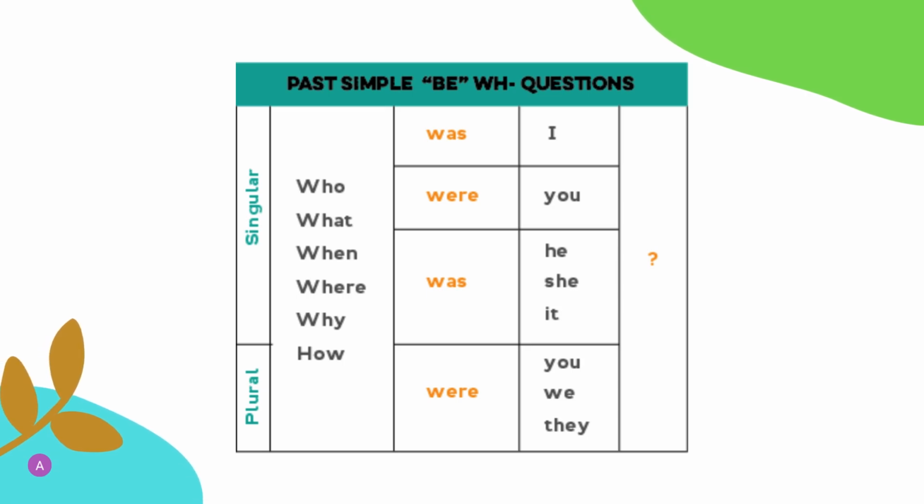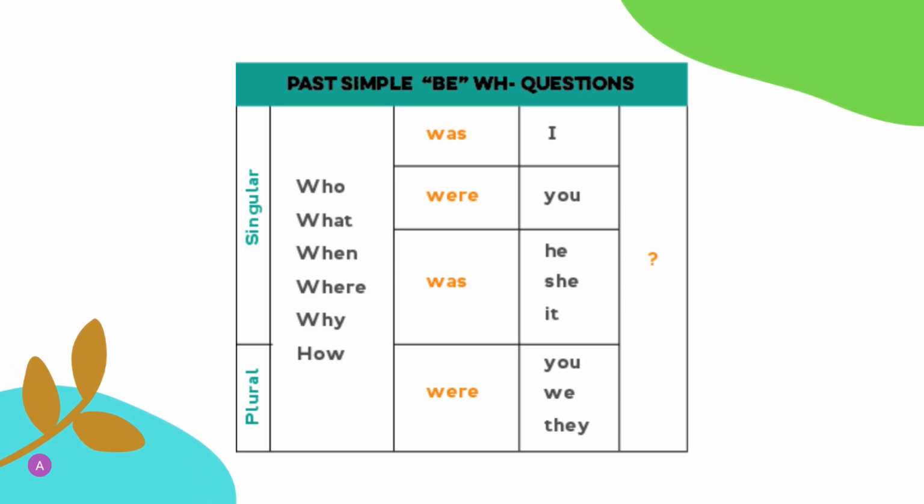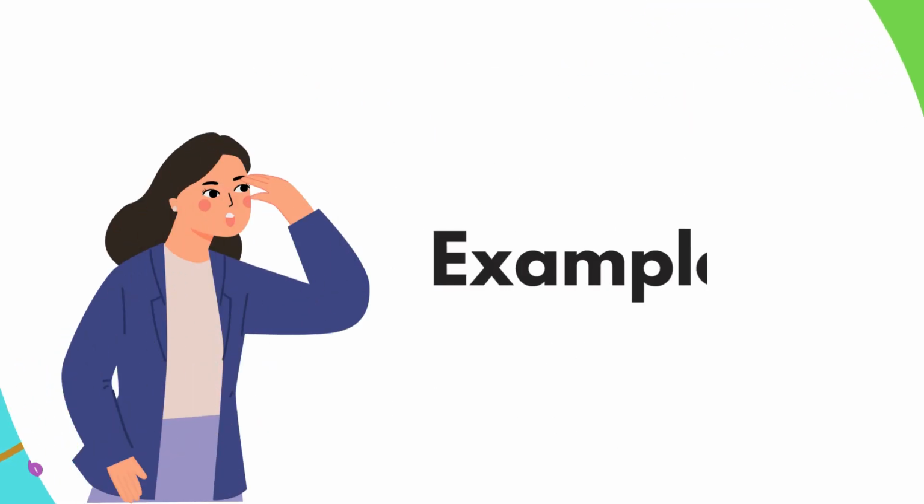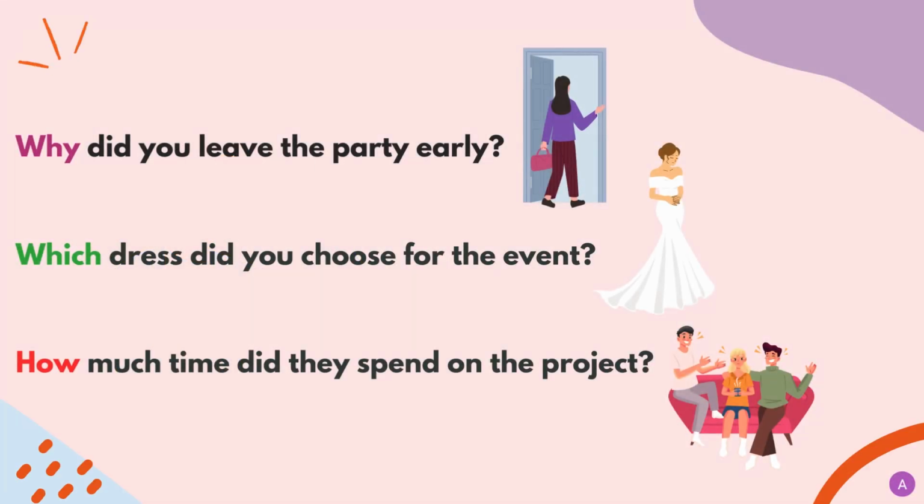In this part, we have more details about how we can use past simple with the verb to be and with WH questions. Now let's see some examples. In these examples, if you notice here, we have to put the words why, which, and how at the beginning of the sentence. Then we have to put did, then the base form of the verb, then the complement, and the last one is the question mark.